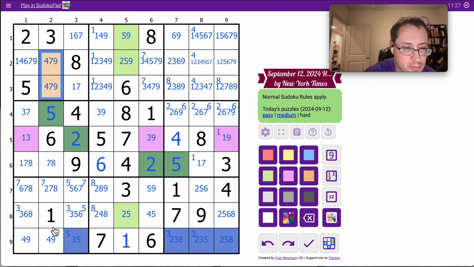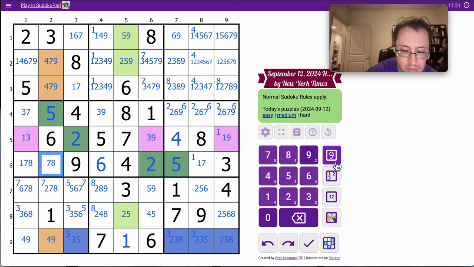well, I just discovered something. There's a 479 triple in column 2. That places an 8. This now can't be 8 or 7. That's a 2.